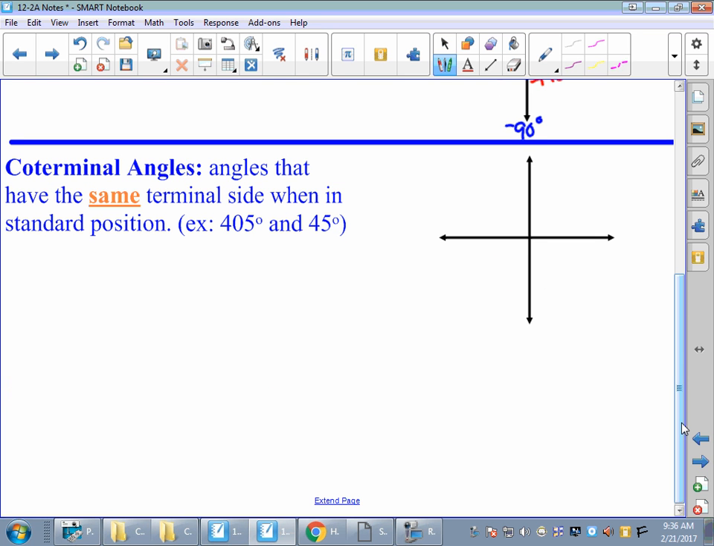And so my initial side is here. To go 405 degrees, you've got to do a little bit of calculations with your calculator. All the way around a circle is 360. We've got 90, 180, 270, and 360.